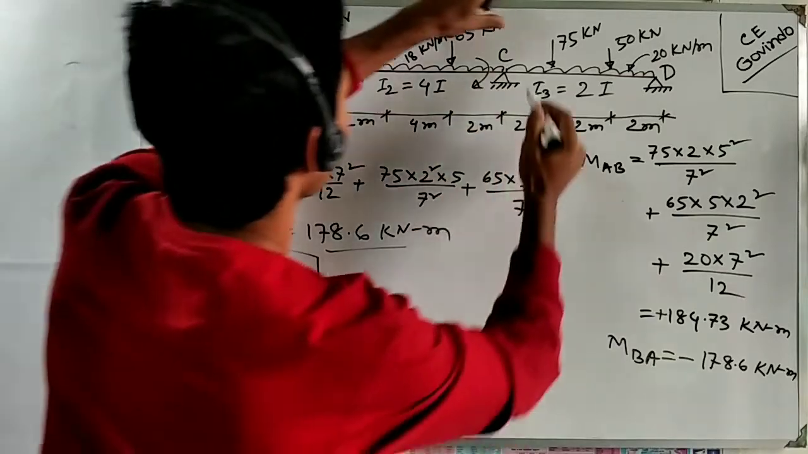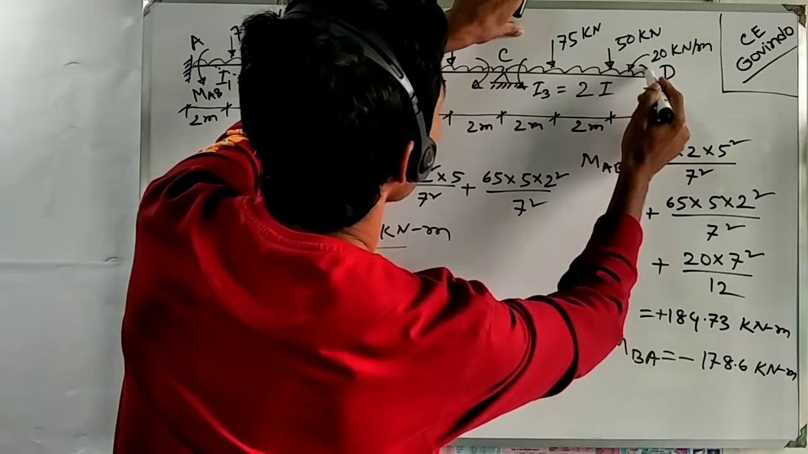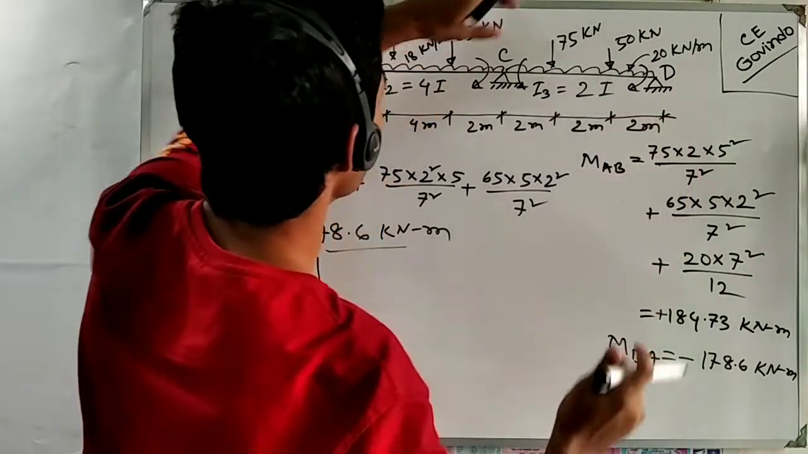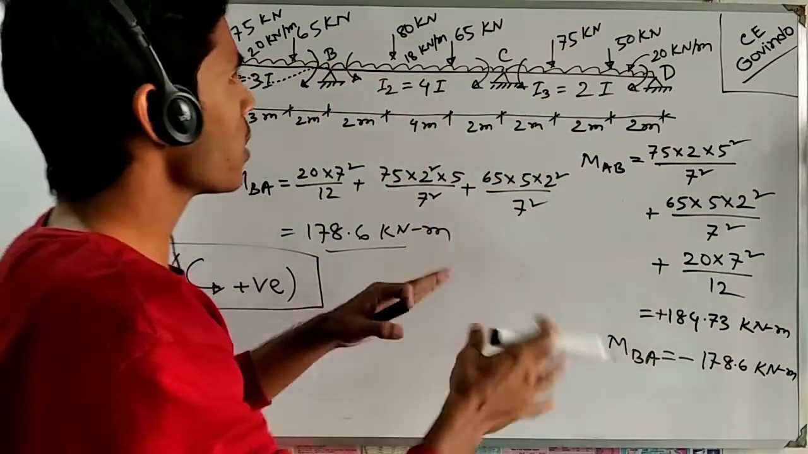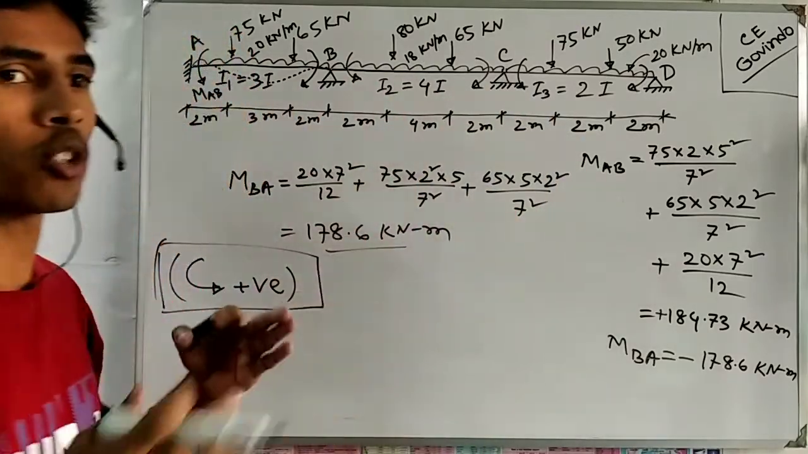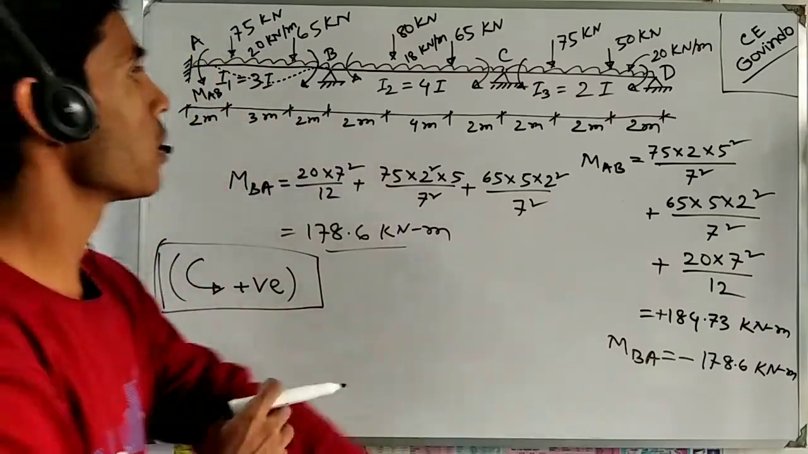In the same manner, we can find the moment at this point, which is MBC, at this point, which is MCB, this point, which is moment MCD, and at this point which is moment MDC. And we should put all the moment values in a table, then it will be convenient for us to solve this problem. So let us make a table.